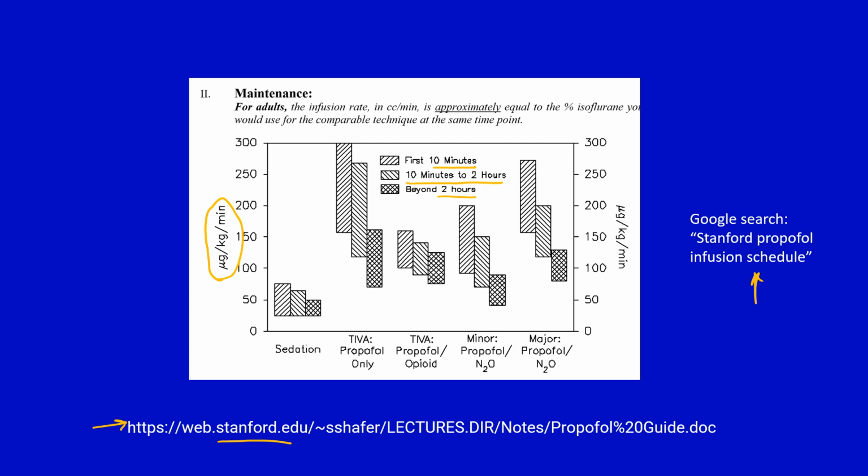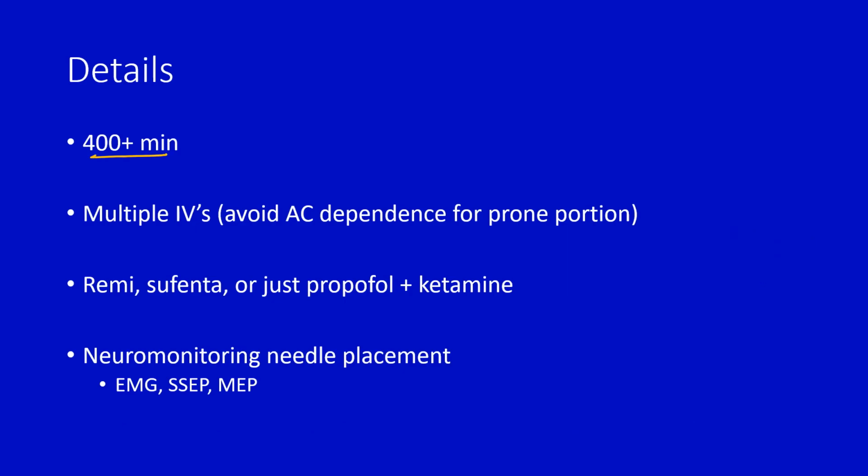This case was timed for 400 minutes at a teaching hospital, and since it's a TIVA, you want to make sure that you have multiple IVs. That way, if one blows, you have backups that will leave your TIVA uninterrupted. Some providers will run Remi with this case, but you can typically keep your patient pretty comfortable with a high dose of propofol and ketamine, that you can taper down the propofol as the case progresses.